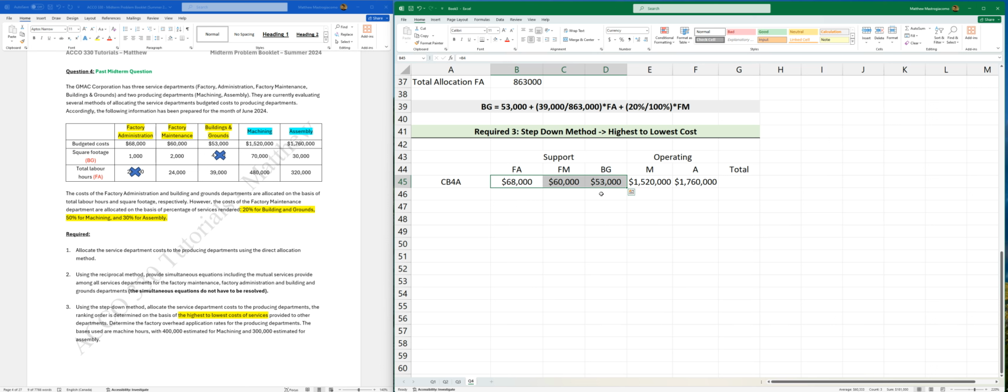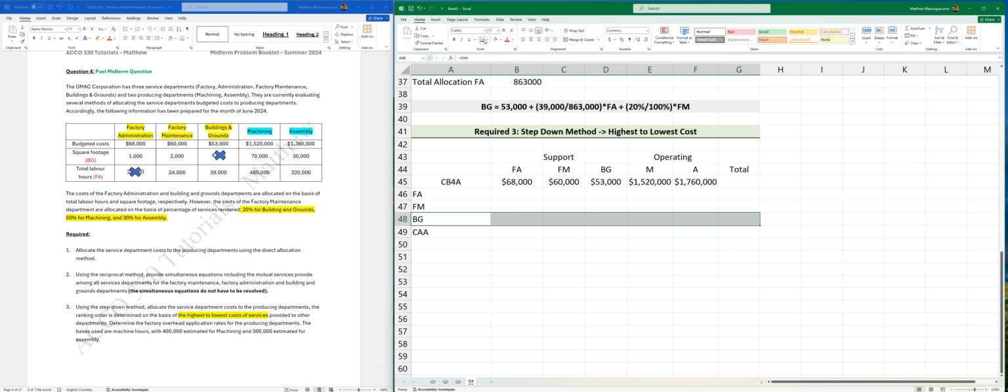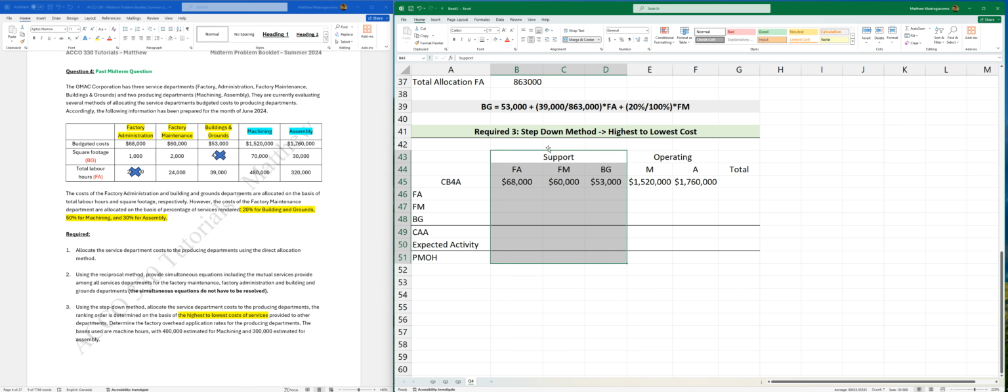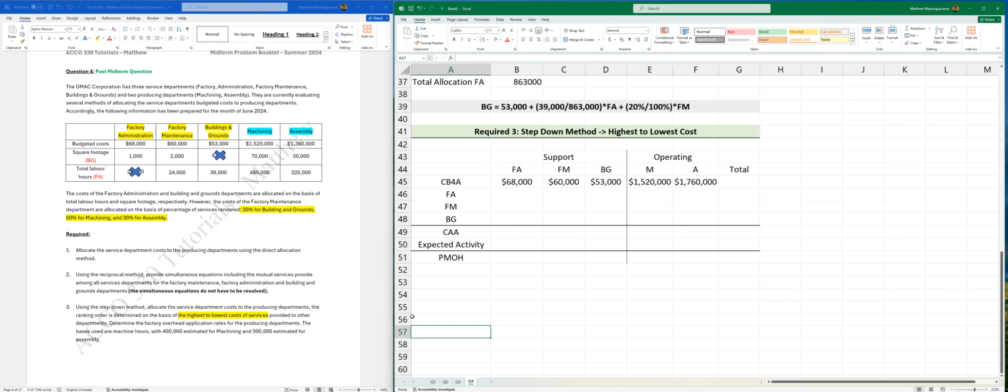I love to see it. We don't have to shift around the order. That's so nice. FA, then FM, BG, cost after allocation, because we're just going to build our board here first, guys, and we'll do our proportion matrix afterwards. Then we have our expected activity, because, guys, they want the PMOH. They want your predetermined overhead rate. So there we go. Now remember, guys, your predetermined overhead rate is only for the operating departments. Okay? Now that we're good here, let's get after it. Okay? So let's go through it.